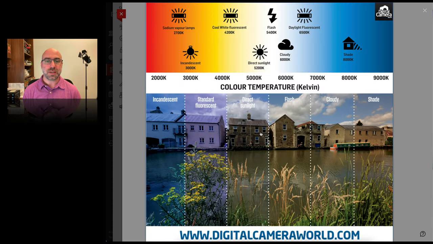With white balance, you're basically telling the camera what kind of lighting condition you have, what kind of light source you have. Are you inside? Is it fluorescent lights? Is it tungsten lighting? Is it LED lighting? Is it a flash that you're using? Are you outdoors? Is it cloudy? All these things have different color temperatures.